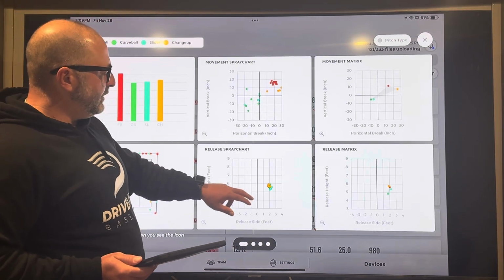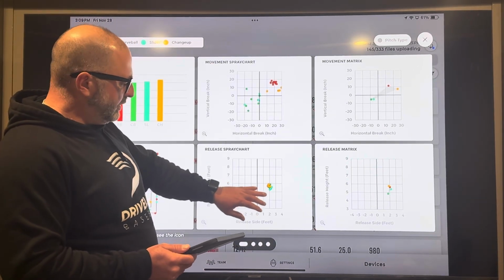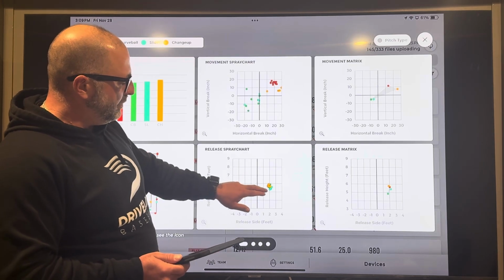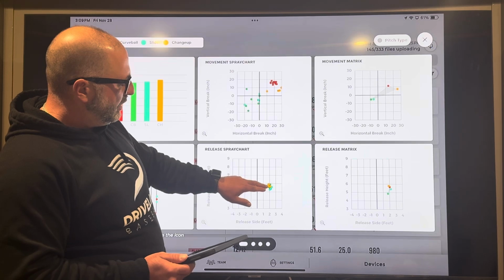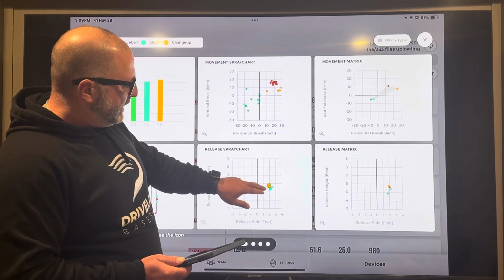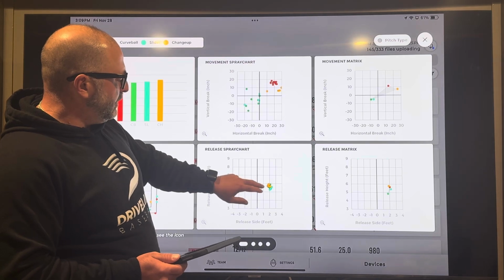at the release spray chart, they're all kind of bubbled together in a blob, but more of the sliders are down here. The curveballs are going to be kind of all over the place. And then your changeups are all really good with the fastball.